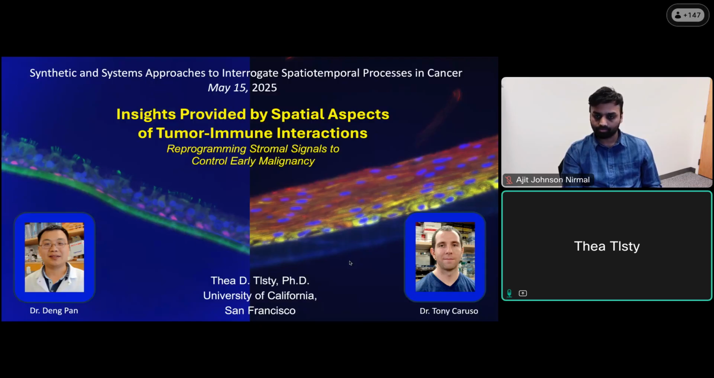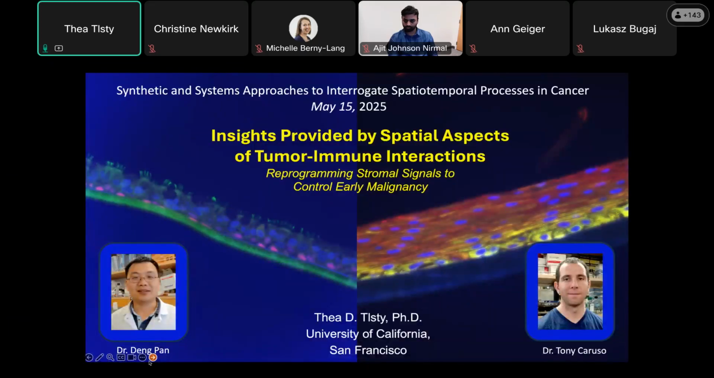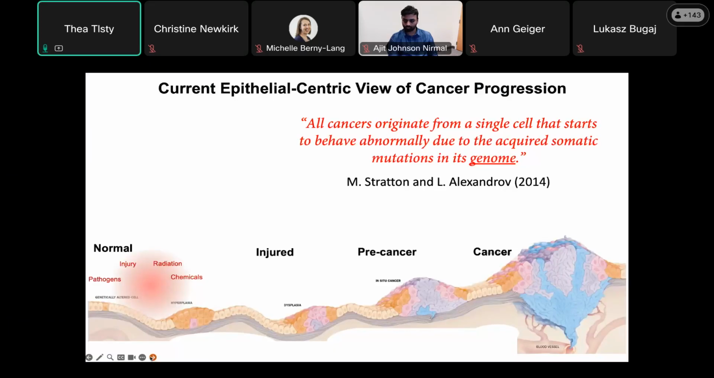So I am trying to go forward with this. Currently, our view of cancer is epithelial-centric. This is a quote from Sir Michael Stratton. All cancers originate from a single cell that starts to behave abnormally due to the acquired somatic mutations in its genome. I could find the same quote in 2025.